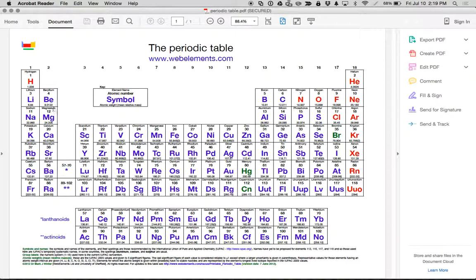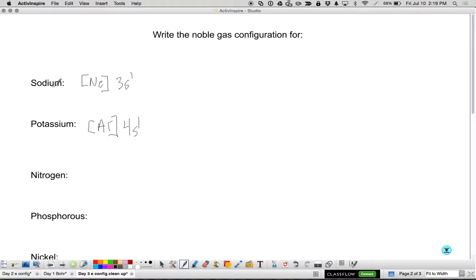And I could do something similar for beryllium and magnesium, but instead of s1, these would have 2 electrons in that s subshell. And in fact, these two groups right here, this is called the s block. Okay, so in the s block, the period is equal to the energy level, or the shell. Okay, so that's nice.